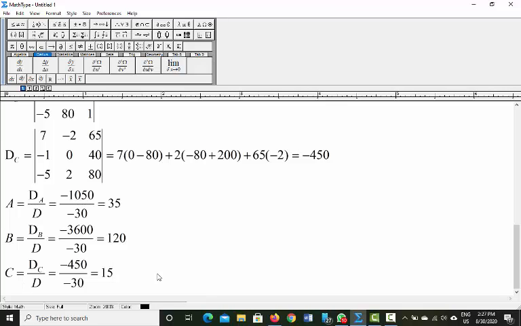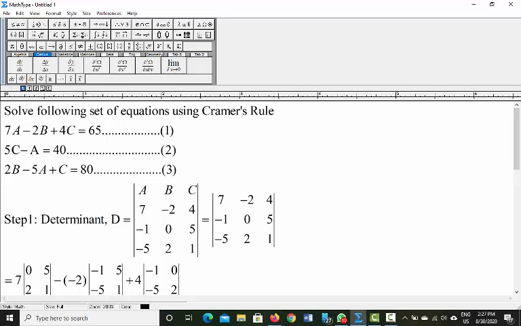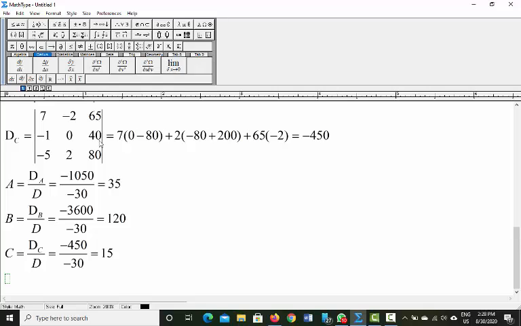Now we can check whether the values are correct or not. How we can check it? We can put the values of A, B and C here to check if we get 65 or not.